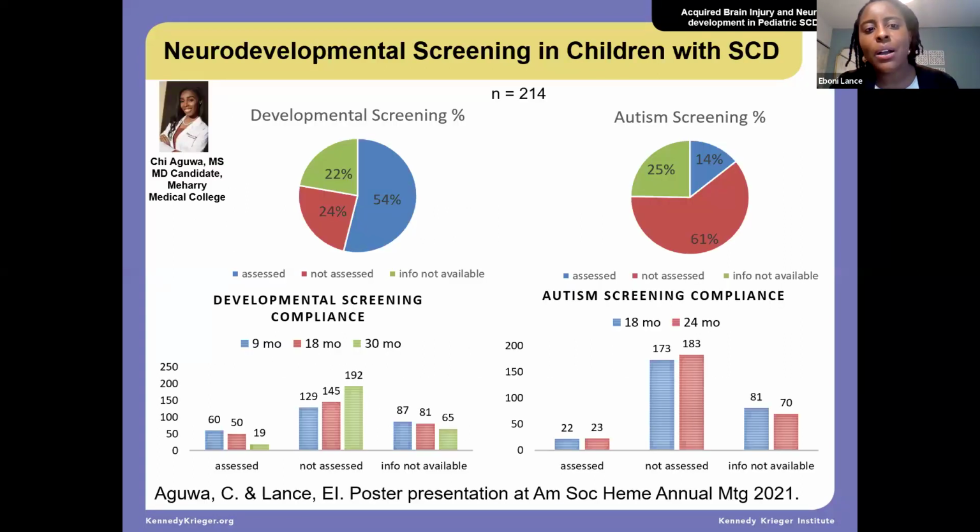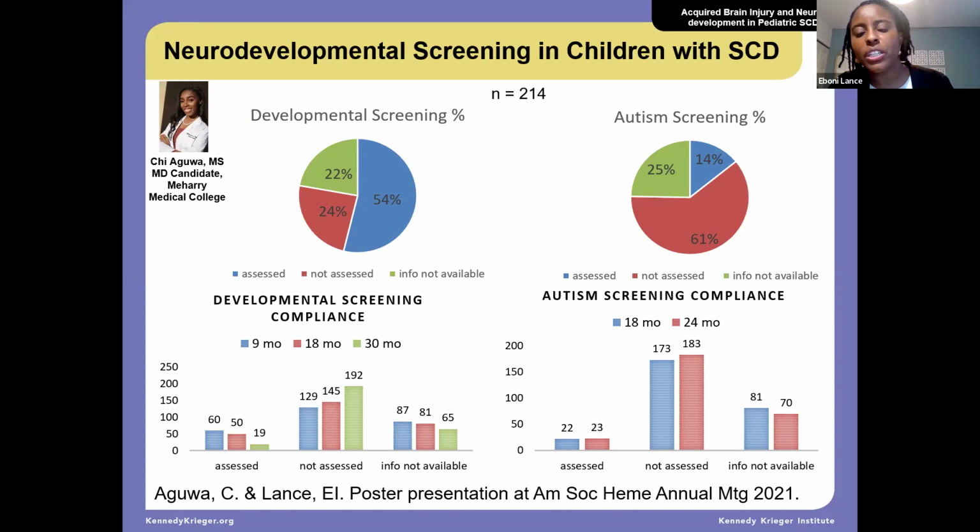So we did take a look at how often young children with sickle cell disease were getting developmental screening as well as autism screening, both of which are recommended by the American Academy of Pediatrics. And we found that for the developmental screening, most of the patients were getting some sort of assessment, but that assessment was not occurring within 1 to 2 months of the recommended timeframes. And also those assessments weren't occurring using validated screening tools that are recommended by the AAP at those times. It was really more of a developmental surveillance, looking at guidelines, checking in with the parent about any developmental concerns. So it's happening, but it may not be happening per the guidelines.